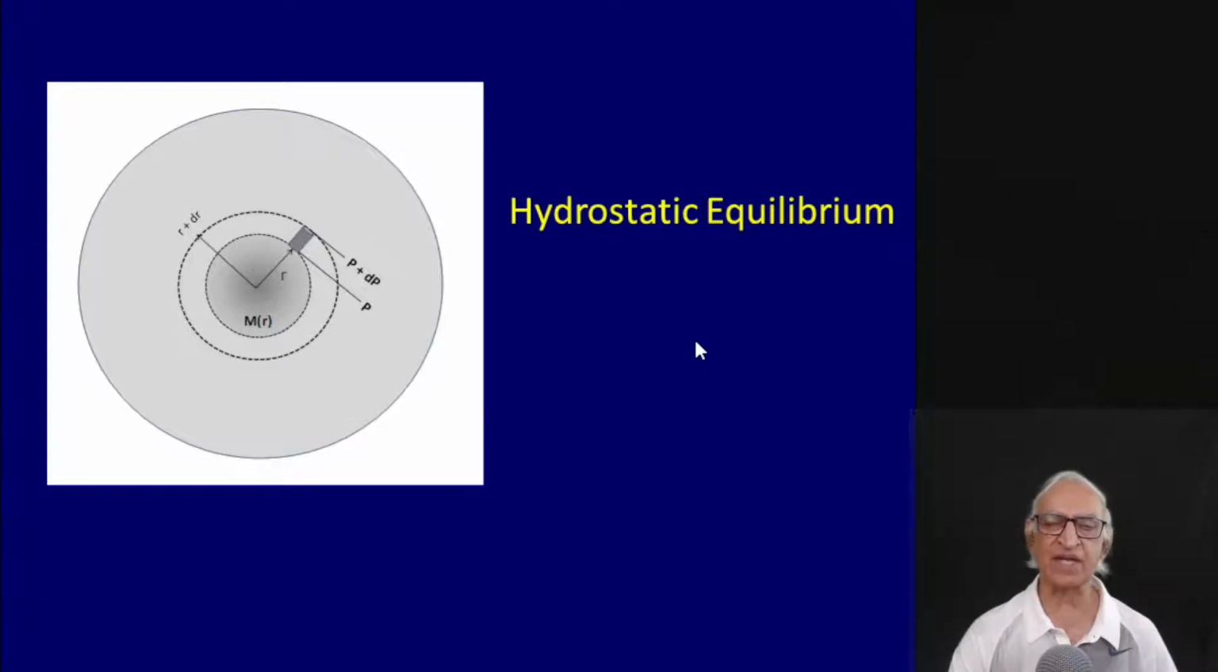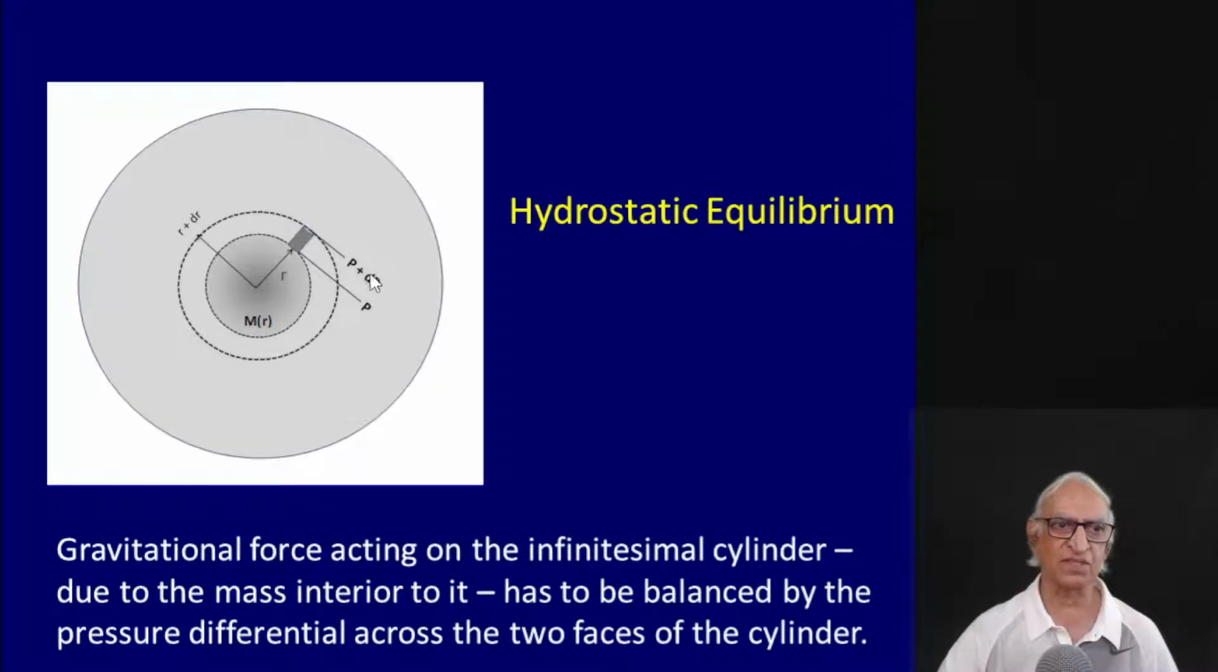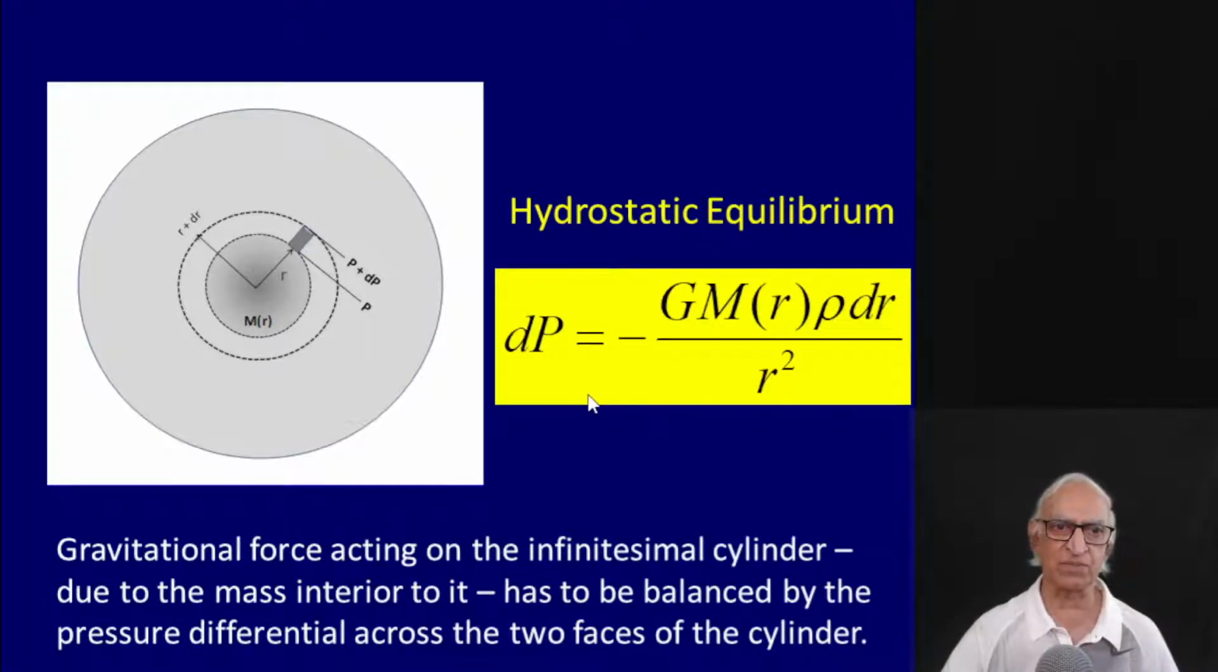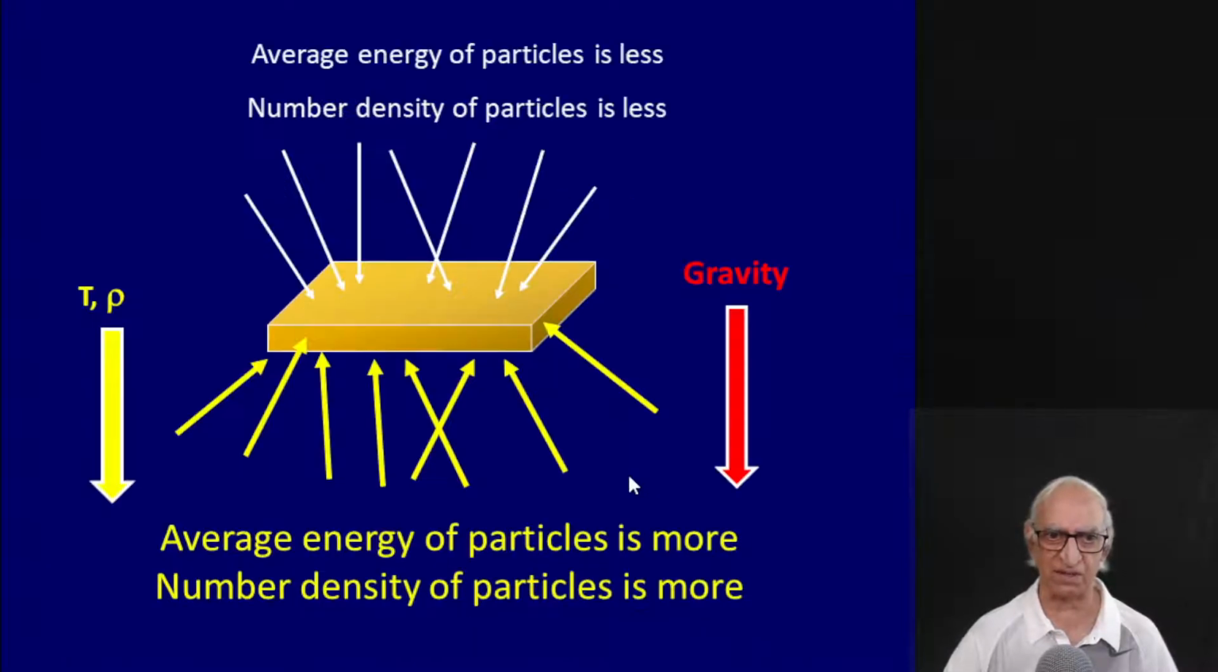The principle of hydrostatic equilibrium we set up was that if you consider an elemental cylinder of length dr and cross-sectional area unity, then the gravitational force acting on it due to the mass interior to that cylinder must be balanced by the pressure differential across the two surfaces of the elemental cylinder. In other words, dP, the difference in pressure, must be equal to minus G m rho dr over r squared, where m of r is the mass interior to r and rho is the density at the radial distance r.